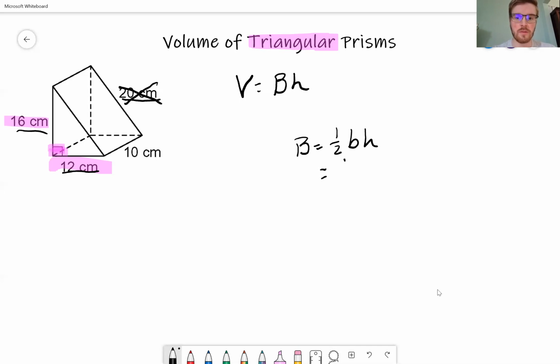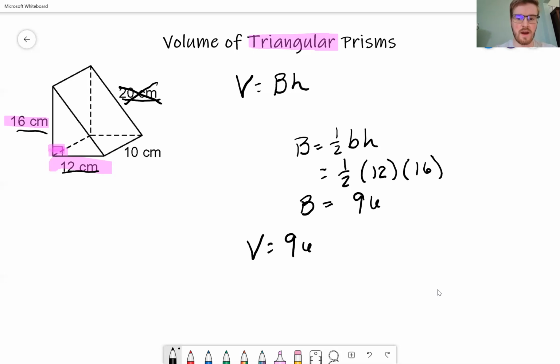So now all we need to do is substitute this information in. 1/2 of the base, which is 12, times the height of 16. If we have our calculators, we can just type in 1/2 times 12 times 16. Well, half of 12 is 6, and then 6 times 16 gives me 96. So I'm going to use that 96 to substitute back into my volume formula. So V is equal to 96 times whatever the height of this figure is.